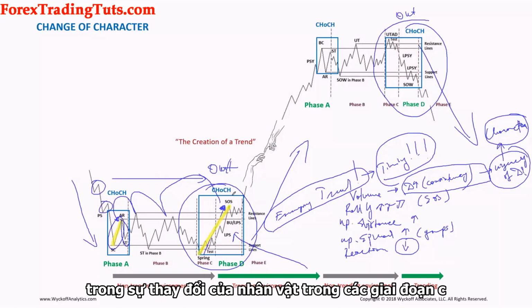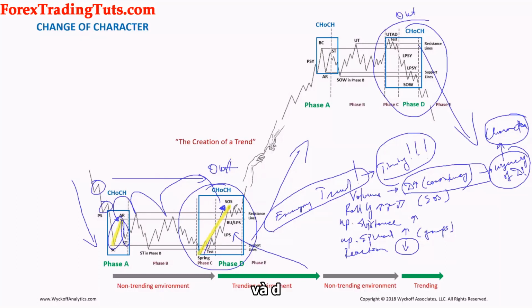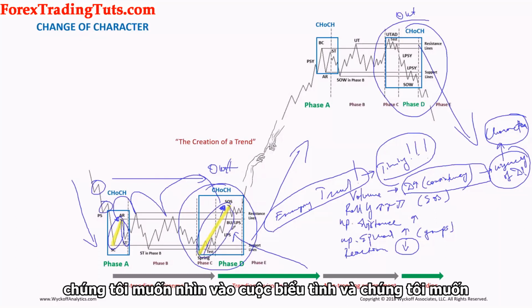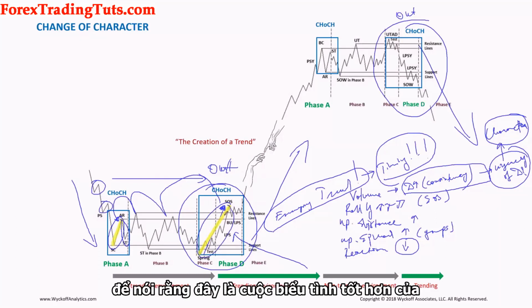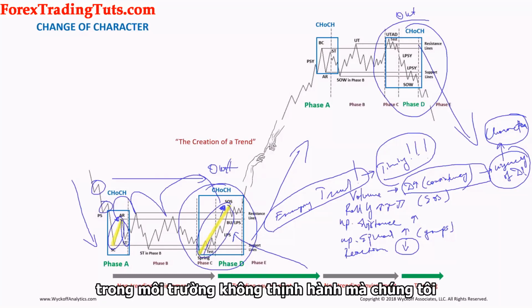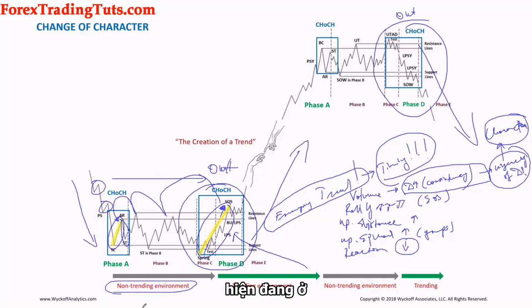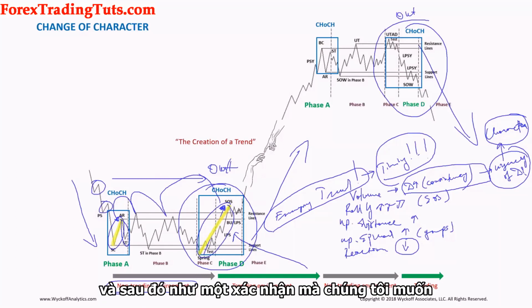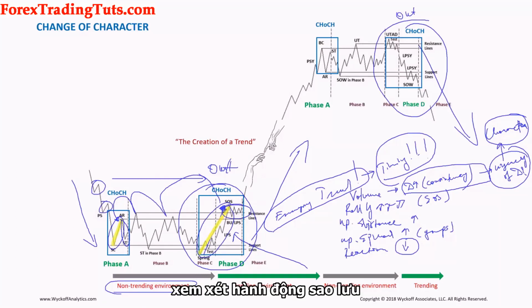In the change of character in phases C and D, we want, again, the same thing. We want to look at the rally and we want to say that this is the better rally of them all in the non-trending environment that we are currently in. And then as a confirmation, we want to look at the backing up action, and we're going to say that for the first time, this is the reaction that is so different than what we've seen before in the trading range.